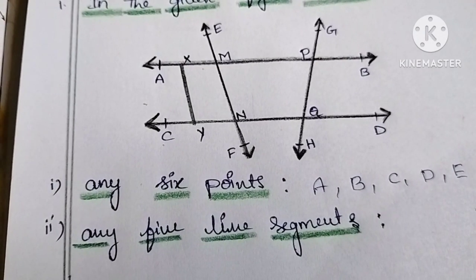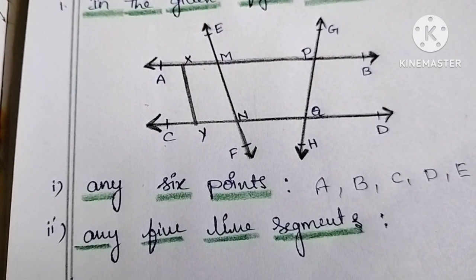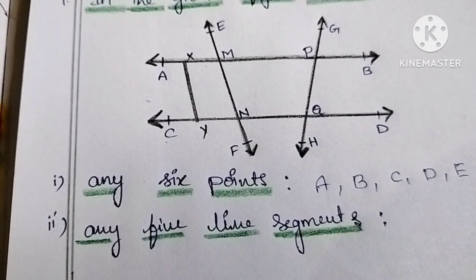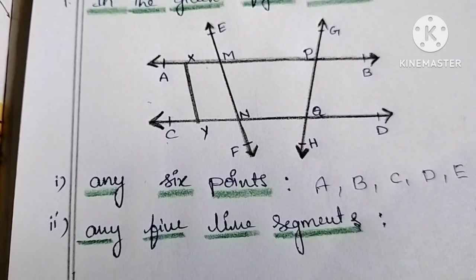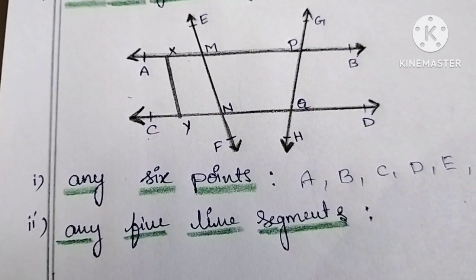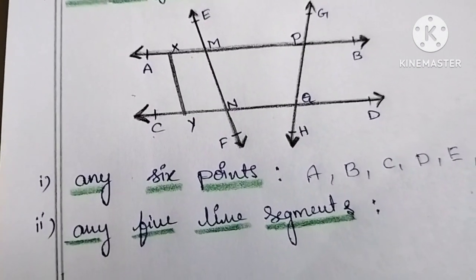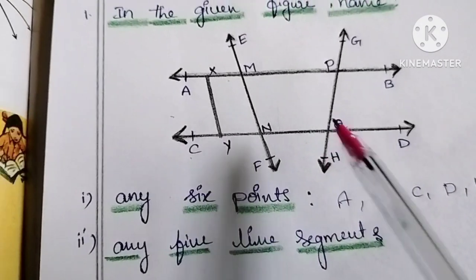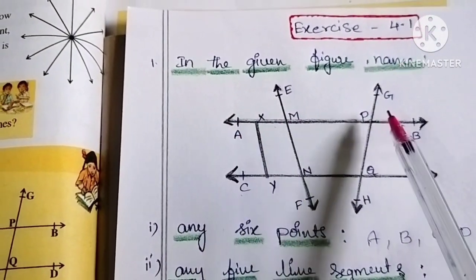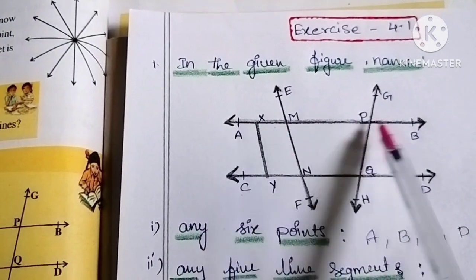So second one, name any 5 line segments. So what is meant by line segment? A line segment is a part of a line having 2 endpoints, and we can measure the length of the line segments. So now there are so many line segments. So 2 endpoints A and B. So these are 2 endpoints.